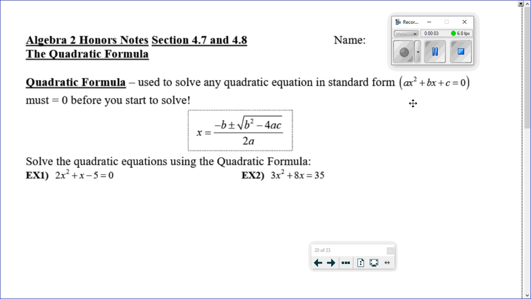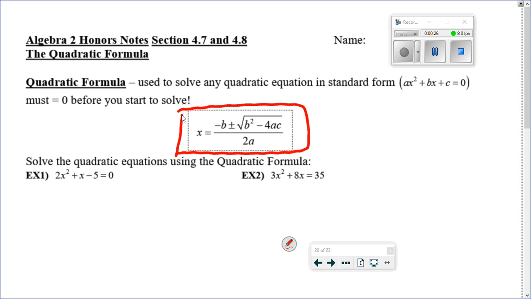All right, everybody. So this is Unit 2, Day 5. We're going to go over the quadratic formula and the discriminant as well today. The quadratic formula you should have seen back in Algebra 1. If this is looking familiar at all, that is a good sign.